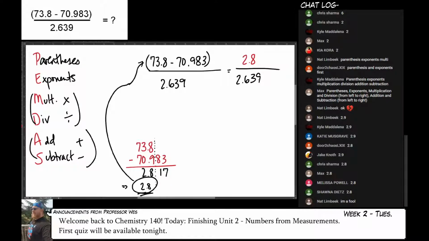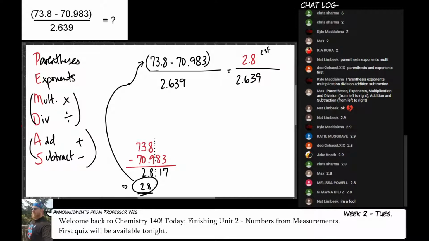Anyway. We did the top part. Now we can do the entire problem, because the next step would be division. So what is 2.8 divided by 2.639? Well, I'm not going to do the long division. Your calculator can do that for you. So you punch it in, 2.8 divided by 2.639, and it spits out 1.06100798. That's way too many digits. But we're going to count sig figs here.